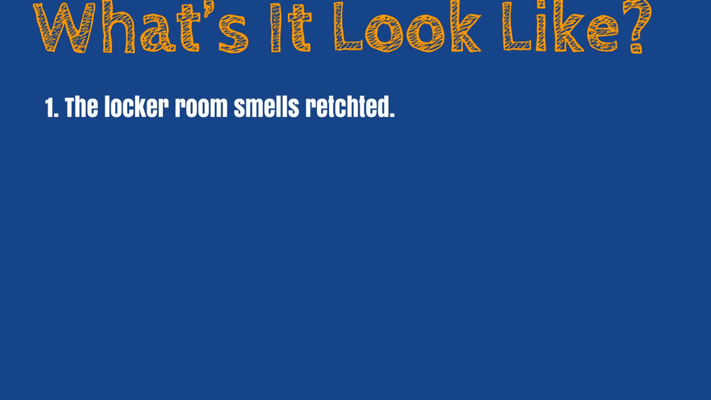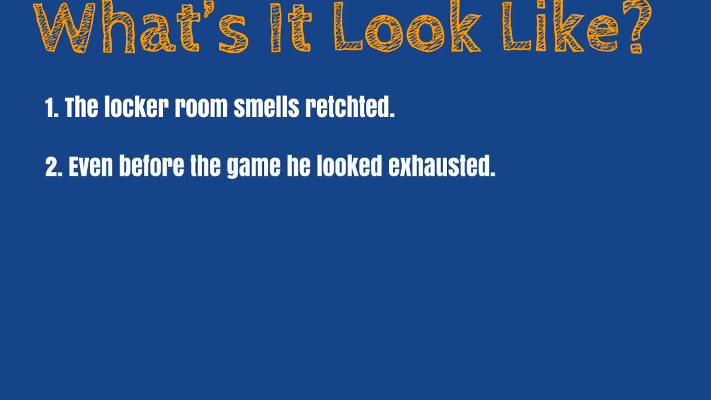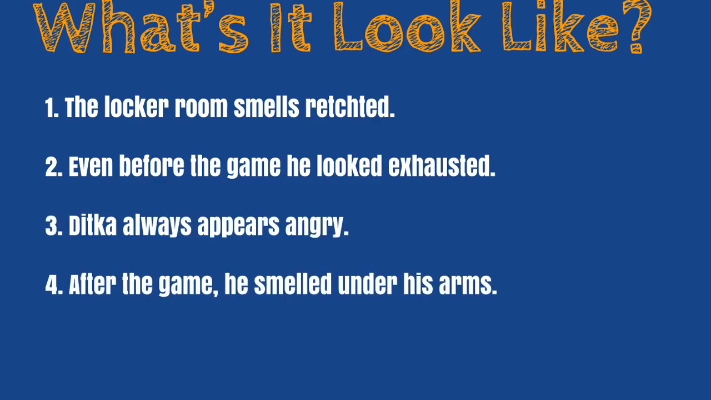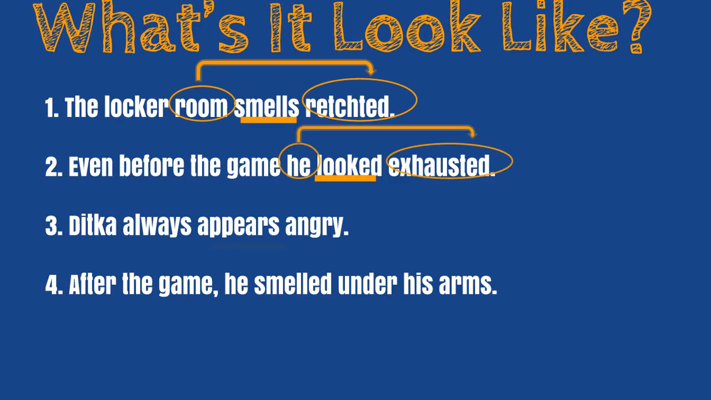So what do they look like? Well, the locker room smells wretched. No one's actually smelling anything. The locker room's not sitting there smelling itself. So in this case, it is in fact a linking verb. Even before the game, he looked exhausted. Here again, he is not looking at himself. He equals exhausted. Dicka always appears angry. Well, Dicka isn't just magically appearing somewhere. He's not like, poof, here he is. Instead, he equals angry. And after the game, he smelled under his arms. Well, this is actually an action because he is actually smelling under his arms. So here are our visuals for that.